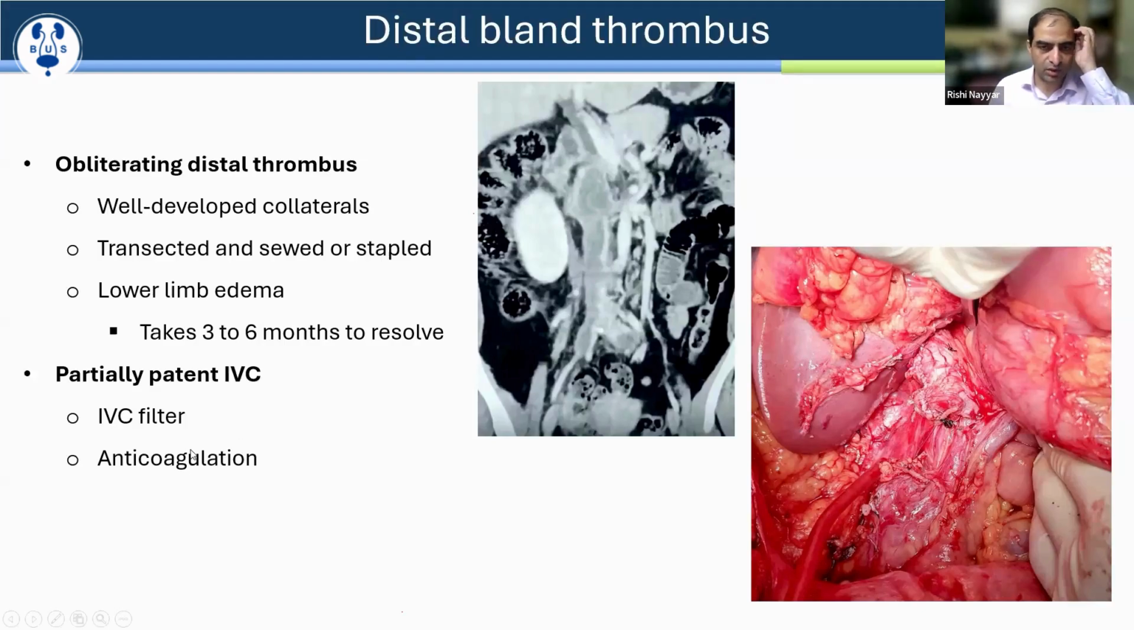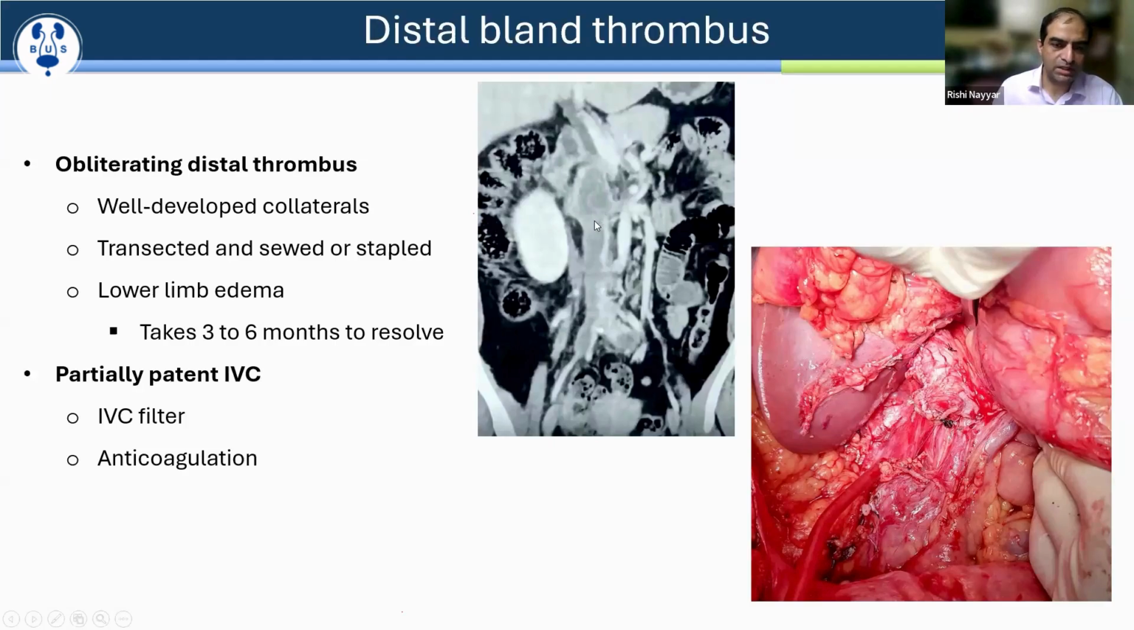IVC filters generally do not help in such a situation because this is already a post-operative situation, and it would be very difficult to place the IVC filter retrogradely from below upwards. And anticoagulation also we do not want for a longer duration.